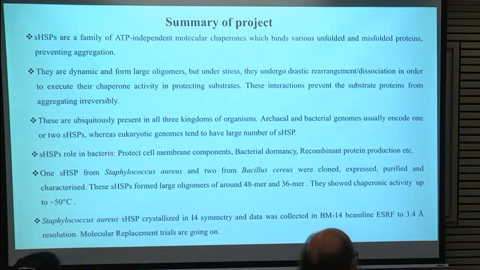My small heat shock protein from Staphylococcus aureus forms a huge oligomer. In analytical studies, I have seen a 48 mer, and Bacillus cereus has 2 small heat shock proteins. One of them forms a 36 mer, and both show chaperone activity up to 50 degrees centigrade. The chaperone activity was proven with the enzyme NDE1 by thermal denaturation and also with lysozyme by chemical denaturation.